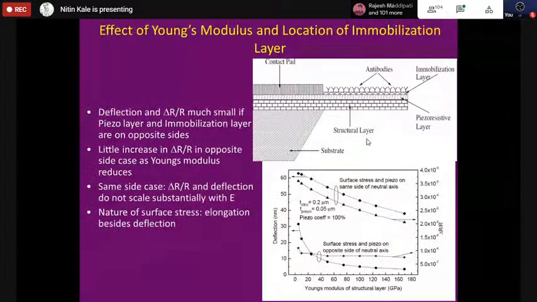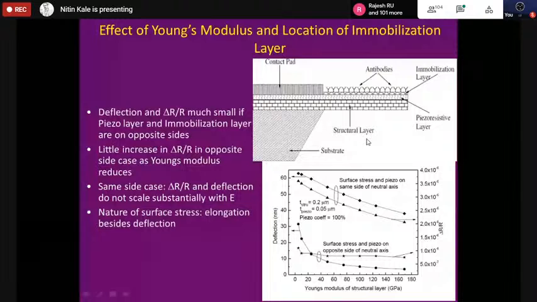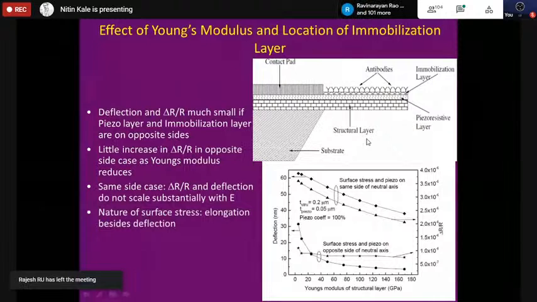Other questions: if you change the material properties, if you change the top layer, the bottom layer, what happens? If you change the location of the piezoresistive layer with respect to the structural layer, it can move up and down, what happens? If you immobilize on the bottom side, what happens? Right? So those are some of the questions.